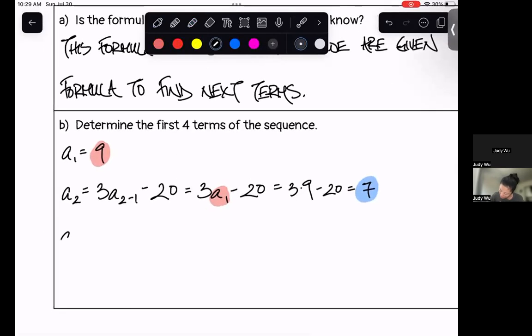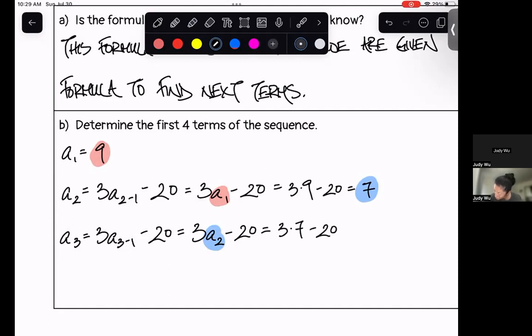All right, a sub 3 is 3 a sub 3 minus 1 minus 20, which gives us 3 a sub 2 minus 20. So this time I'm not going to do 3 times 9, but now I'm going to do 3 times 7 minus 20. So 21 minus 20 gives us 1. All right, this is our a sub 3.